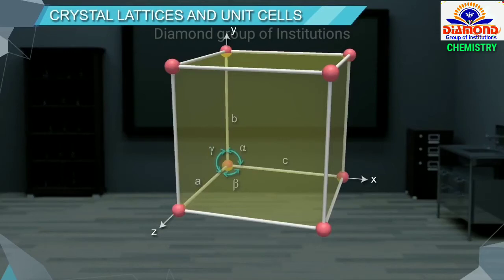Overall, a unit cell is characterized by 6 parameters, that is A, B, C, which are edge lengths, and alpha, beta, and gamma, which are phase angles. There are 7 possible combinations of A, B, C, and alpha, beta, and gamma, forming 7 types of unit cells. These are also called crystal systems.